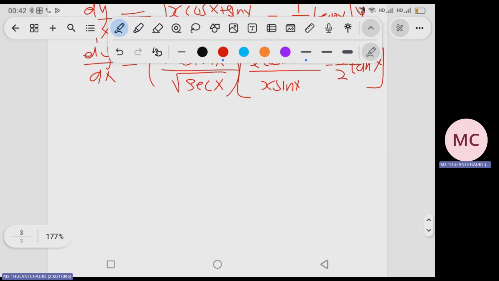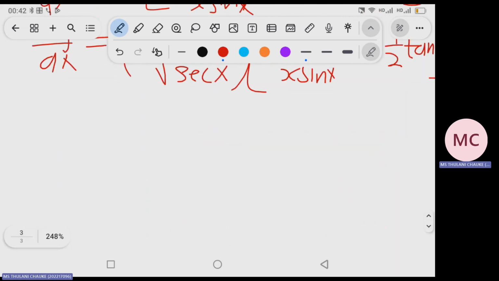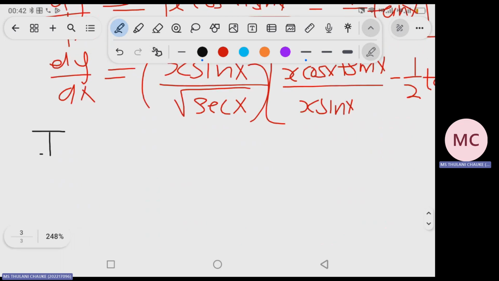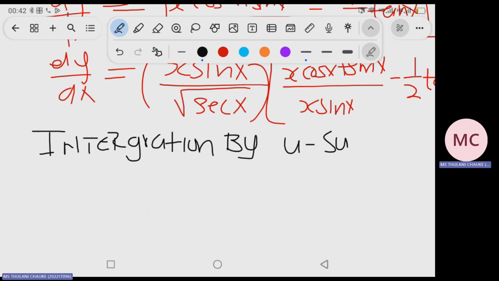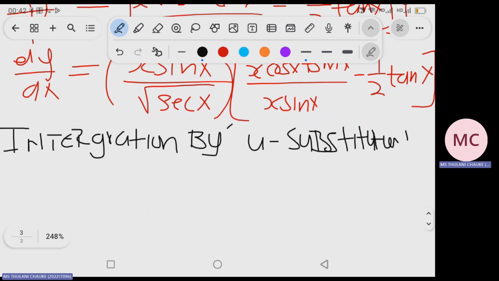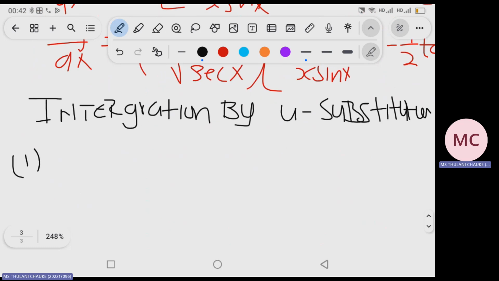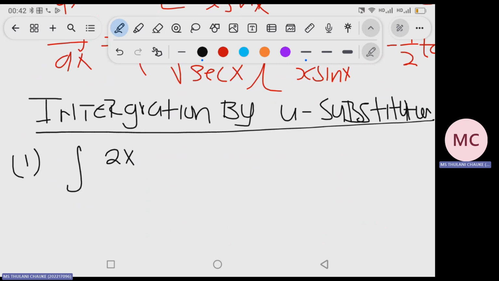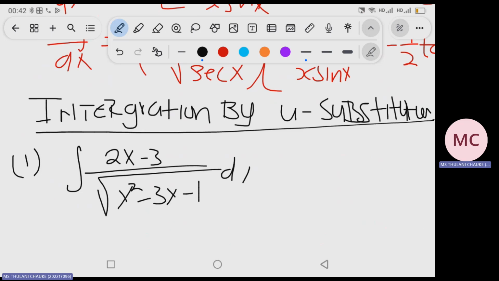And now we move to integration by substitution. Use substitution. So the first one that we are having was this one, the integral of 2x minus 3 over the root of x squared minus 3x minus 1 dx.